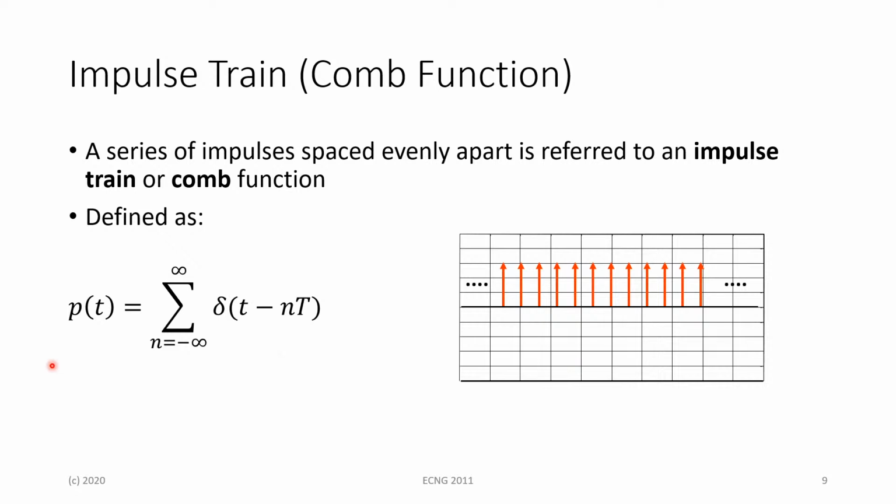The mathematical equation for an impulse train is given by the summation series here, which is P of t equals the summation from n equals some negative value to a positive value of delta of t minus n capital T. Now, the impulse train is quite important because it gives you the basis for how you can sample any arbitrary continuous time signal.